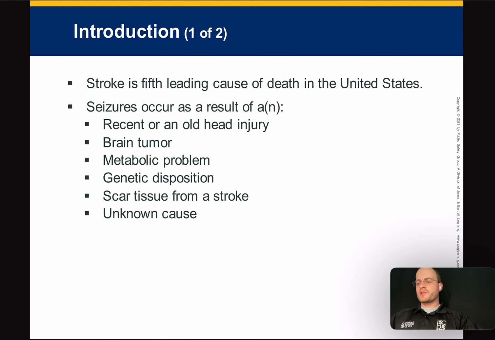So just a real quick introduction. You'll notice sometimes your book will start with some epidemiology, and that's kind of what they're doing here, right? Stroke is the fifth leading cause of death in the United States. There's a lot of reasons for this. One of them is because we smoke, uncontrolled diabetes, hypertension, right? And I talk about those a lot because they cause vascular disease, and then that can lead to stroke.